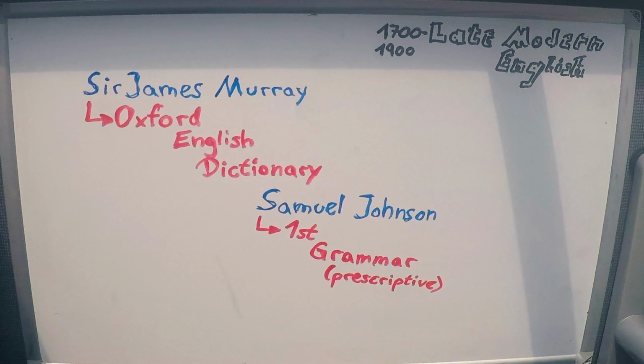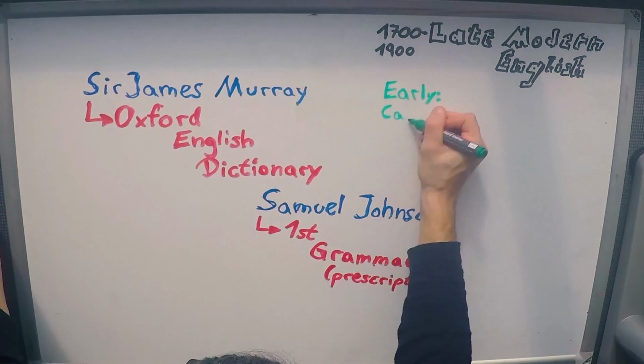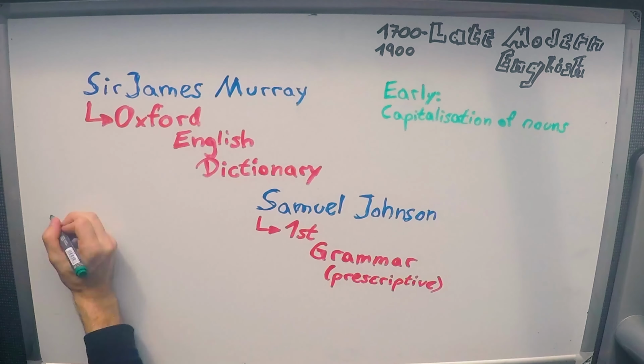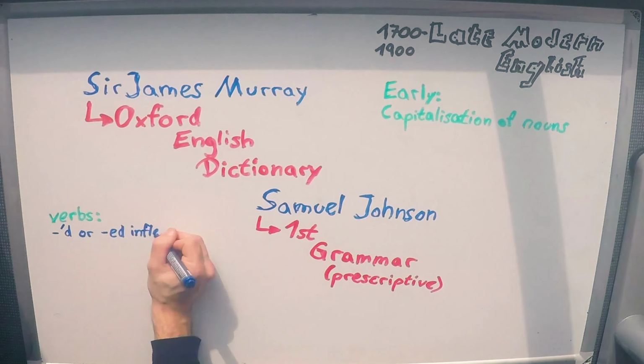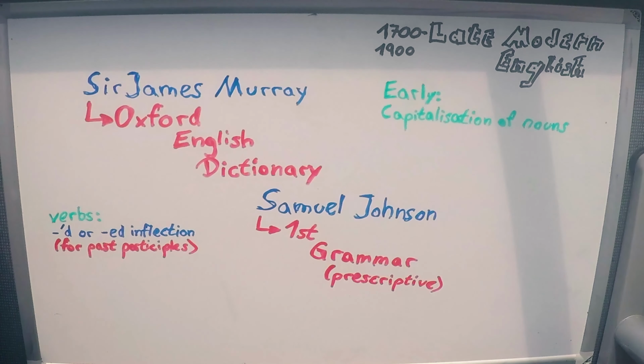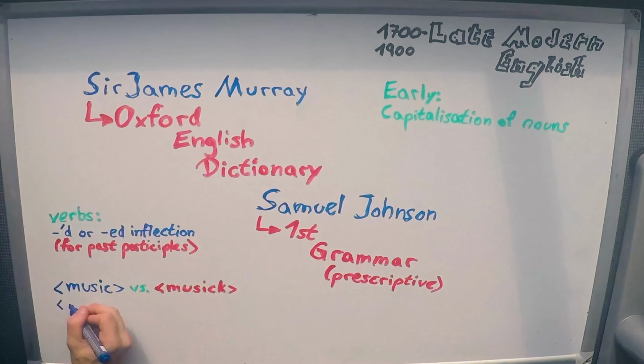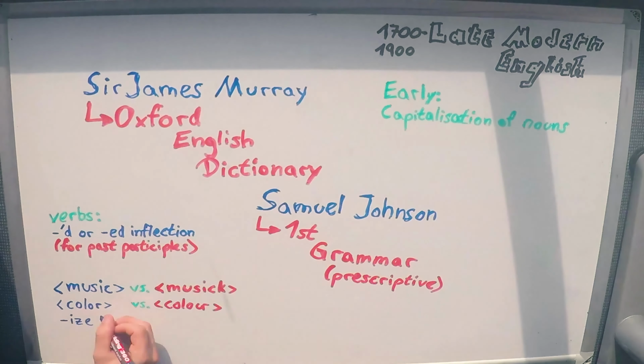As you may have guessed, standardization was still a largely ongoing process at the time, hence why many of the grammatical features of English underwent only minute changes. However, in the early period of late modern English, nouns were usually capitalized and verbs finally grew to be inflected with either a D or an ED for past participles. Folks of the time also couldn't really decide how they wanted to spell music or musick, color or colour, and criticize or criticise, but hey, that's something that hasn't changed too much, has it?